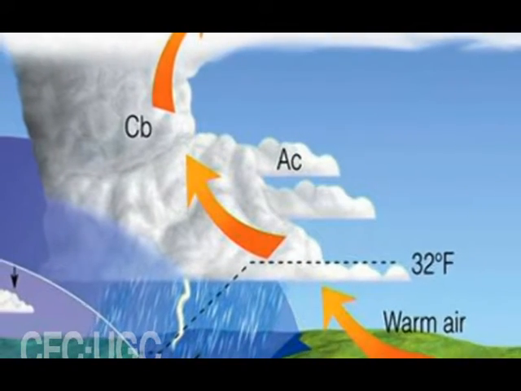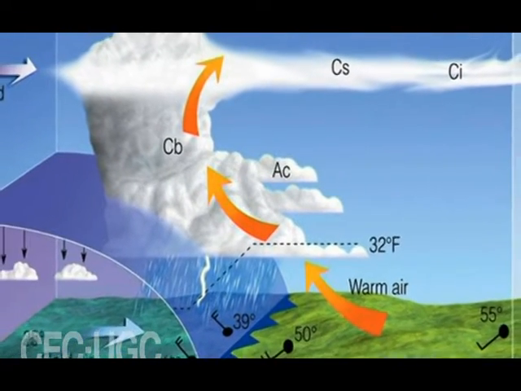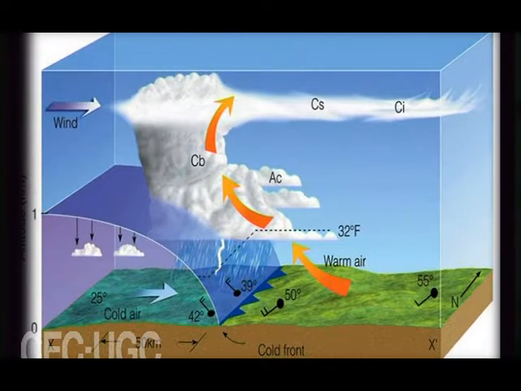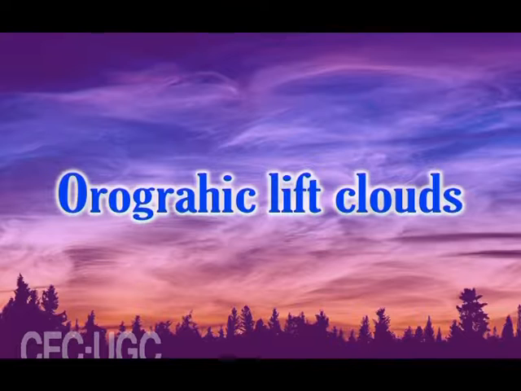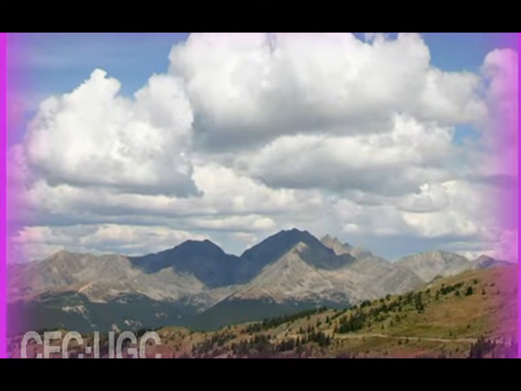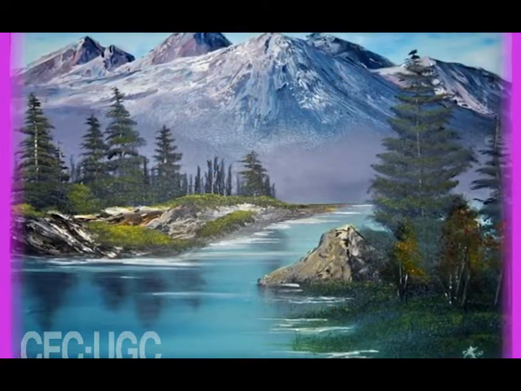In contrast, cold fronts cause more abrupt lifting with more intense localized vertical motion as the cold and warm air masses collide. This generally results in cumuliform clouds with showery conditions as the cold air undercuts and forces the warm air up. Next is orographic lift clouds. Airflow perpendicular to a range of hills or mountains is forced to rise up and over the mountains.